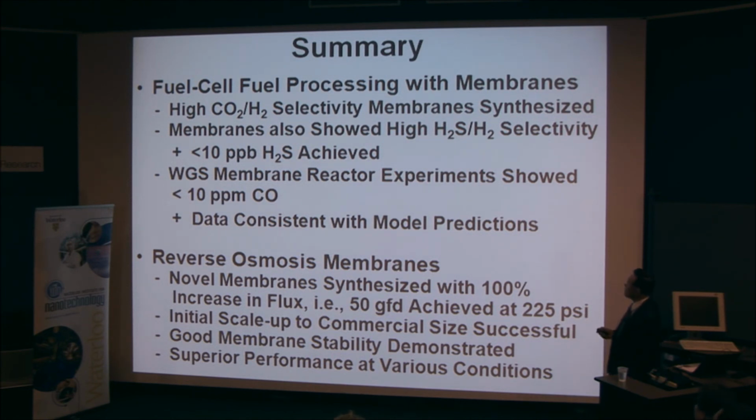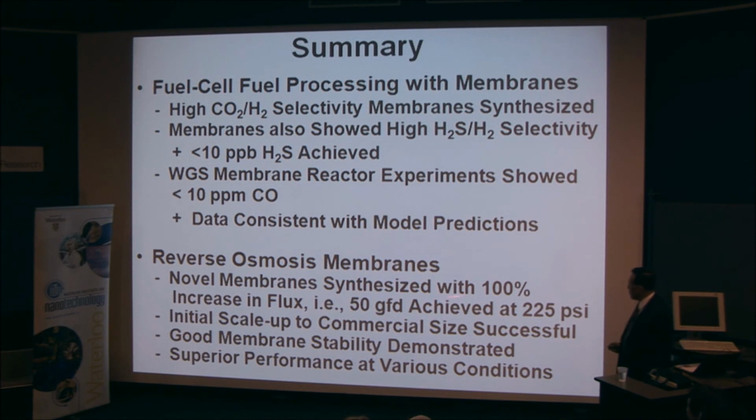So in summary, for the fuel cell membrane, the CO2 selective membrane, we have now synthesized a membrane that shows a high CO2 hydrogen selectivity, and we're able to achieve about 10 ppb of hydrogen sulfide in the hydrogen product. And then we use the membrane in conjunction with a water gas shift reaction. We're able to get down to 10 ppm of carbon monoxide in the hydrogen product. And that's very good for the fuel cell application.